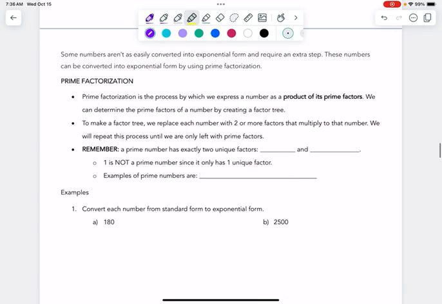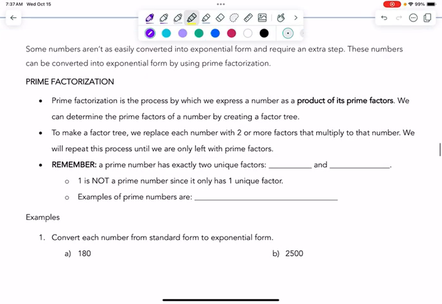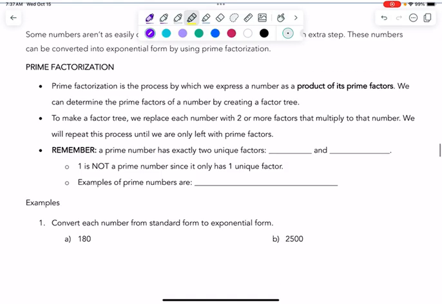But sometimes we might want to write a number in exponential form and it's not a common power. And how are we going to do that? Well, that's a great question. I'm so glad you asked. We're going to do that using prime factorization.